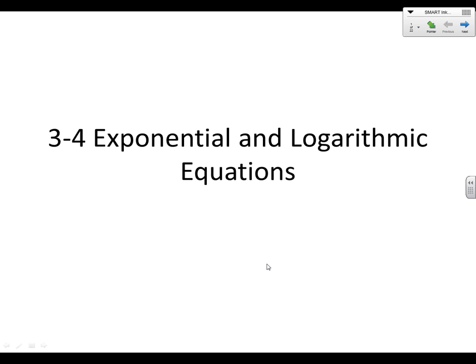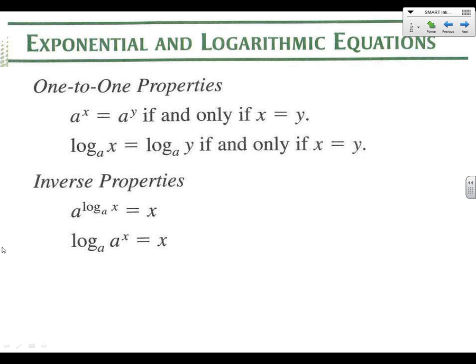Alright, so we are moving into 3-4, exponential and logarithmic equations, and we are doing a whole bunch of algebra in this section. We're going to need two big properties here. The one-to-one property, where if we have a to the x equals a to the y, we get to cross off the a's and just say x equals y, and the same thing if we have logarithms on both sides. We get to cancel them.